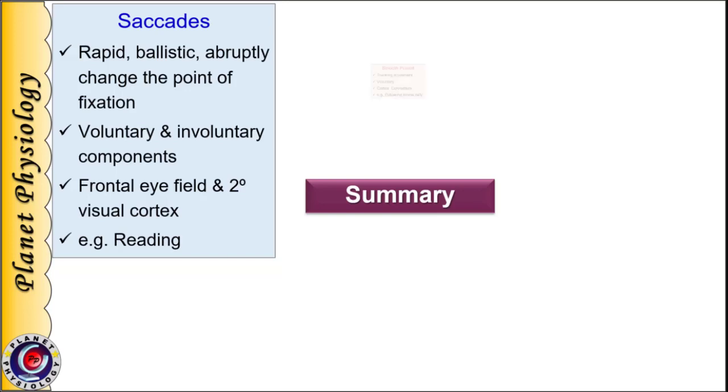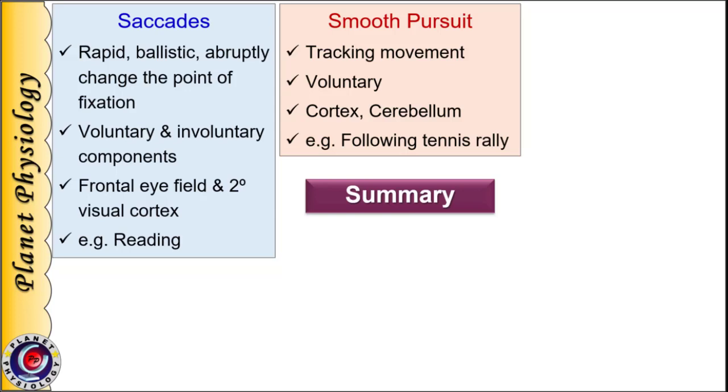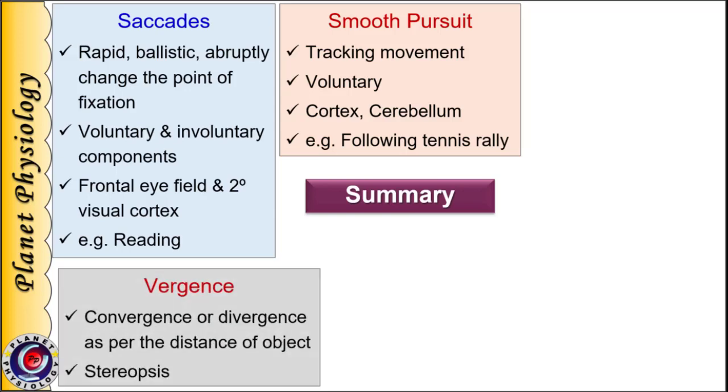During smooth pursuit movements, the eyes track a moving object. Example, while following a tennis rally. These are voluntary in nature and are programmed in the cerebellum. Saccades as well as pursuit movements are gaze-shifting movements. Gaze-fixing movements include vergence, where the eyes converge or diverge as per the distance of the object. They help in maintaining focus in spite of changes in distance and also help in stereopsis.